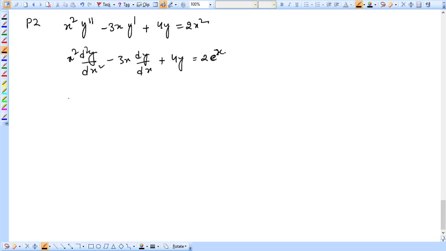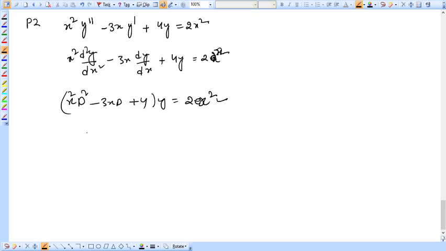In symbolic form we are going to write it as (x square D square minus 3x D plus 4) y equal to 2x square.